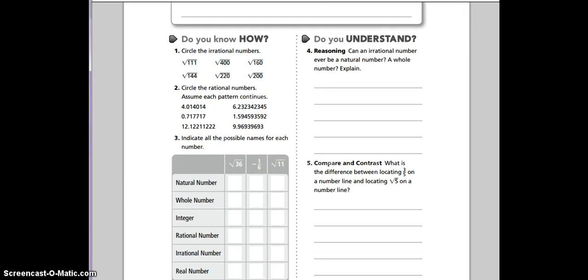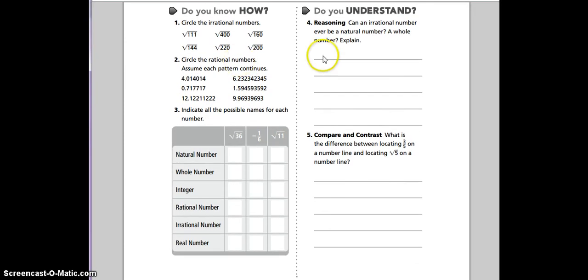You also need to answer questions 1 through 5 and make sure you have those completed for the start of class tomorrow.